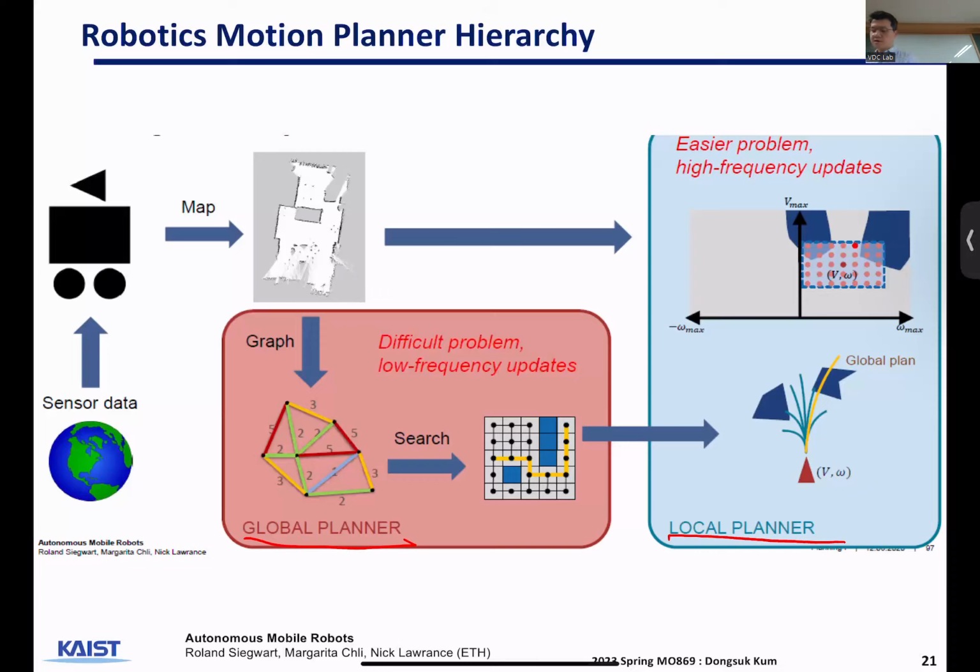And plus, please note that it says this is the difficult problem and this is the easier problem, but it's the other way around. Usually, when you're doing global path planning, it's a relatively easier problem for an autonomous vehicle. But local path planning can be quite challenging.